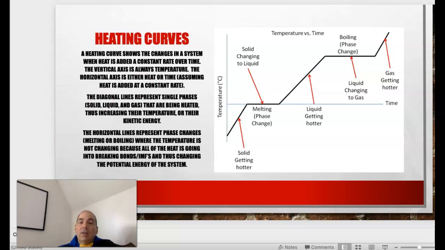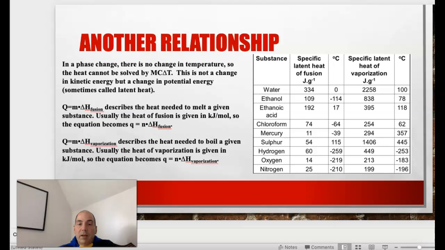All right, so now we're going to introduce another relationship there. Q equals M times delta H. Now, yes, we could do it with moles, and I might throw a little bit of that out there. But you notice, for example, these, what are called latent heats. Latent heat is another term for potential energy, so we're still talking about enthalpy, really. That's just the way this table labeled it.